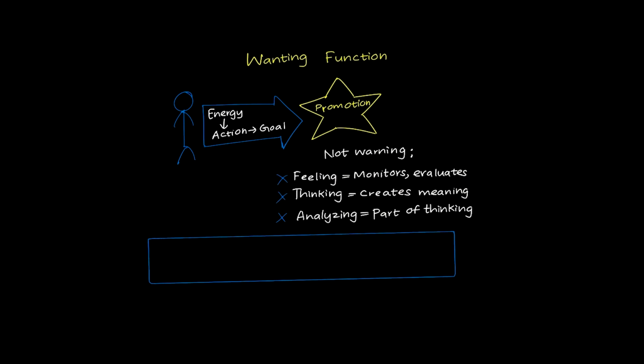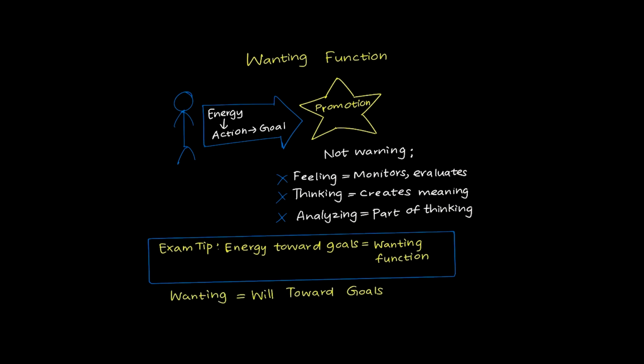Here's a WGU D265 OA exam tip for you. Directing energy toward goals and desired outcomes is the wanting function at work. Quick recall hook. Wanting equals will towards goals.